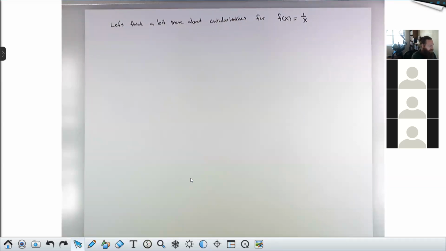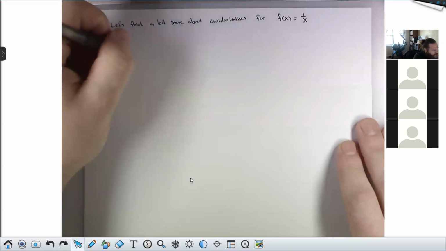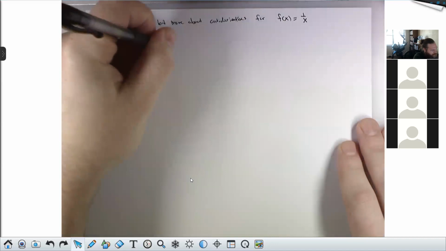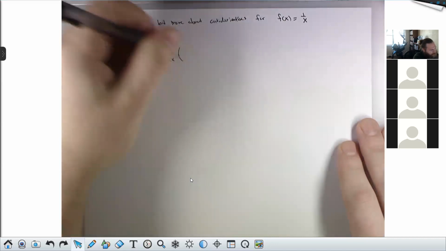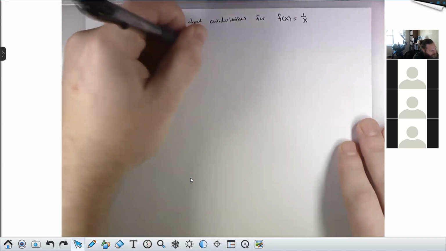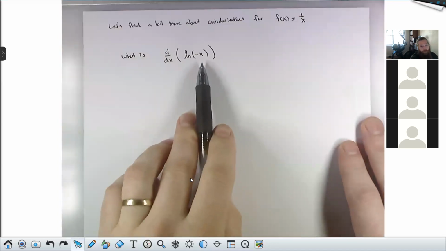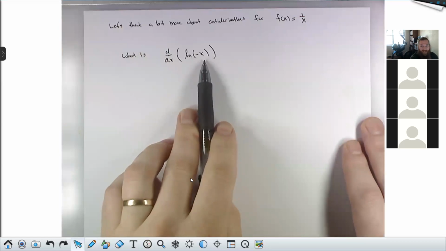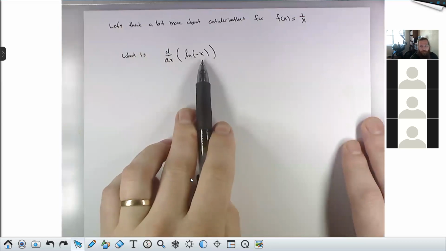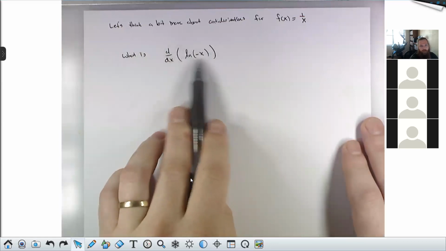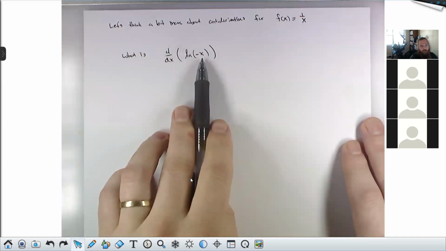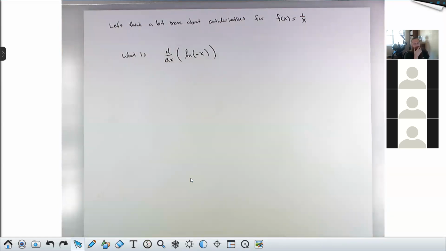To this end, what's the derivative d dx of the natural log of -x? And I know at a glance this looks off-putting, but remember, if x is negative, then -x is going to be positive, right? So this function, while it might look like it's never defined, it actually is. This function is perfectly happy, but it just requires x to be negative instead.